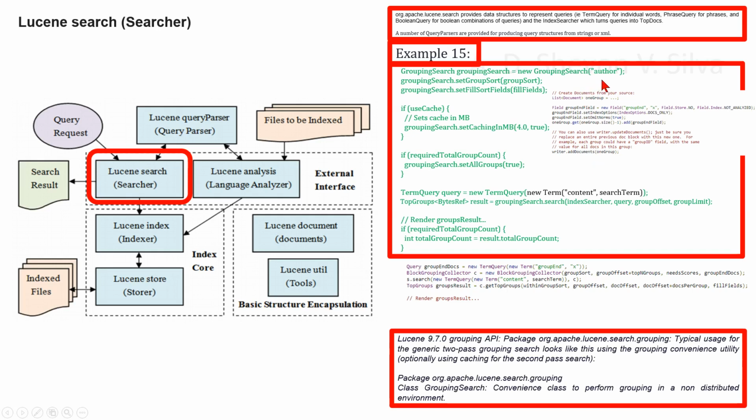Grouping requires a number of inputs. Group selector: this defines how groups are created from values per document. The grouping module ships with selectors for grouping by term or by long or double ranges.